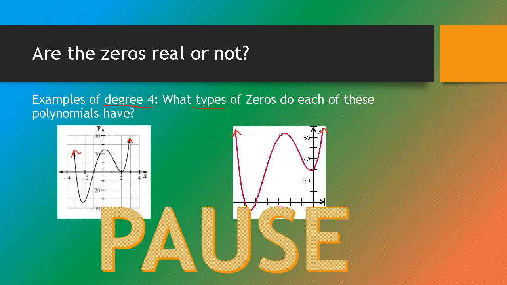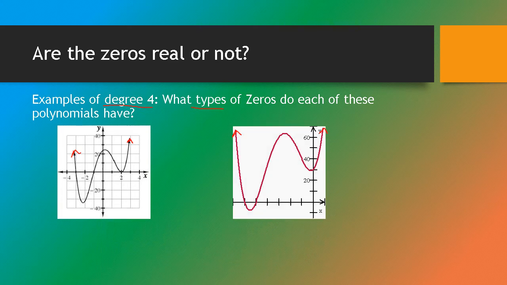All right, welcome back. So what types of zeros are we seeing here? Well, if we're looking for 4 zeros, the first thing to do would be to start counting. So you say, well, there's 1. So I'm going to write it down. One of the zeros is -3. And here's another one. So that's another zero at -1. And here's another one at 2.